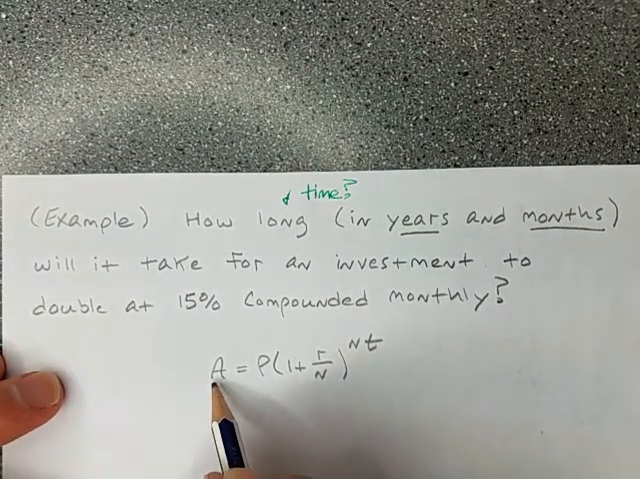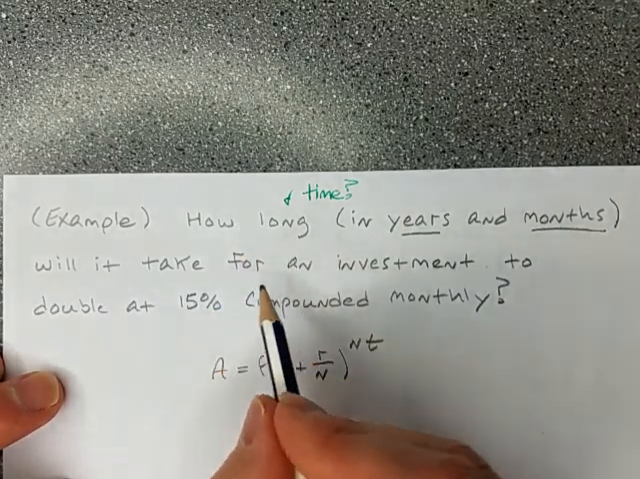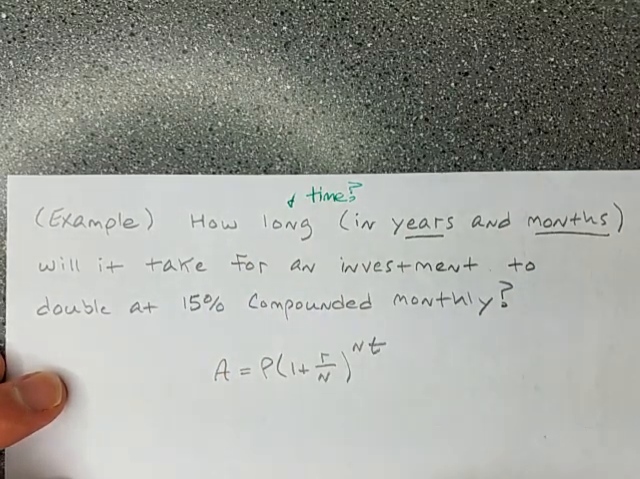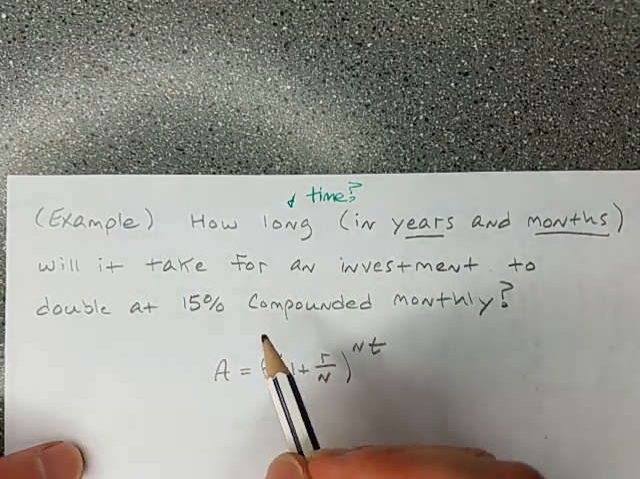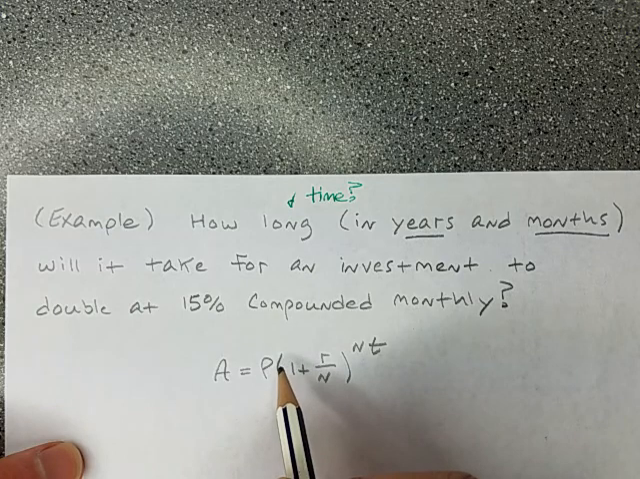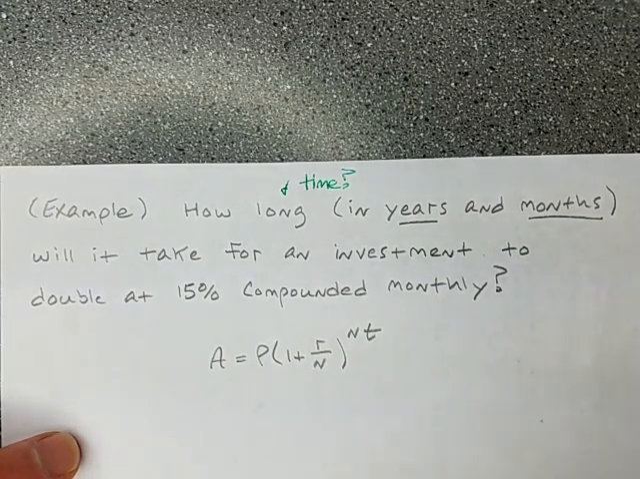I know how much I end up with. I end up with double what I start with. Notice how it doesn't tell me what I start with. It doesn't tell me the dollar amount. It turns out I don't really need to know that. It doesn't matter what you invest. The time to double is going to be the same no matter what. So here's how we'll do it.